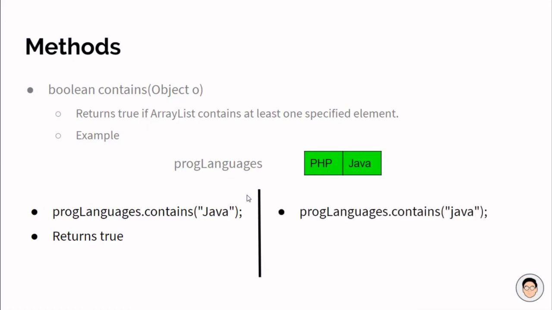Second example is programmingLanguages.contains("java") with small j. You can pause the video and try to guess the answer. It returns false because in Java, capital J and small j are two different things.